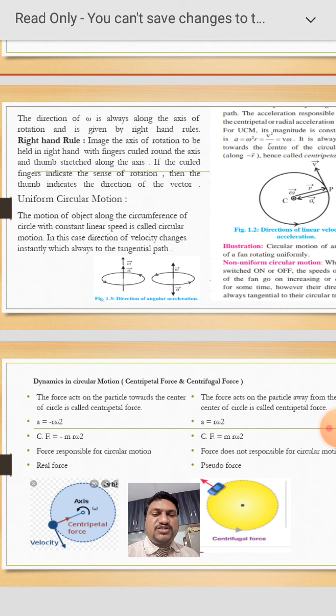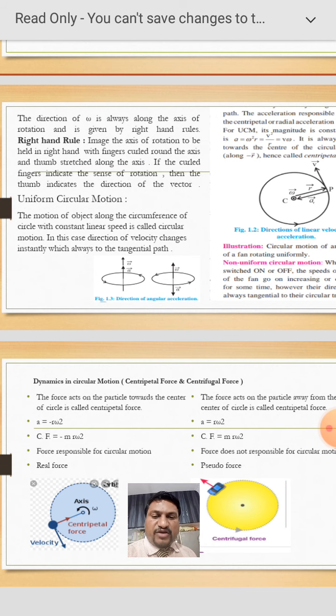Now let us discuss the other type of force, the centrifugal force. It is the force which acts on the particle away from the center of the circle. If it is away, it is centrifugal. If it is towards, it is a centripetal force. The formula is the same. The magnitude of the centripetal force is exactly equal to the magnitude of the centrifugal force, but there is a difference of sign.